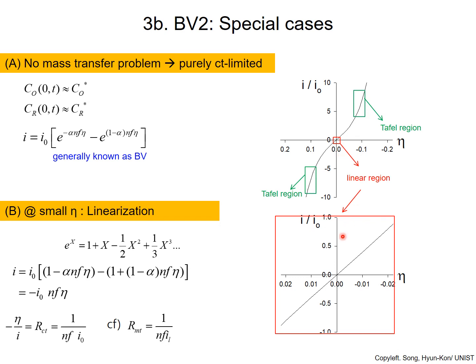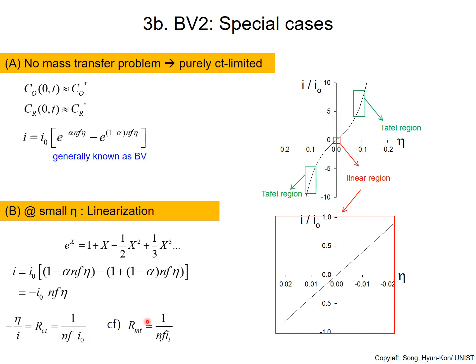I have said this linear relationship can be called Ohm's law. So from the slope we could define the resistance. That is, the charge transfer resistance is equal to overpotential per current, by definition of resistance. And by using this linear relationship, the charge transfer resistance is equal to 1 over nF times the exchange current.